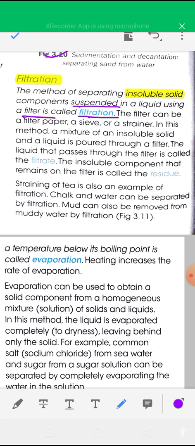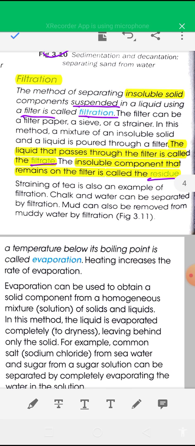In this method, a mixture of insoluble solid and liquid is poured through a filter paper, and the liquid that passes through the filter is called filtrate, and the insoluble solid component that remains on the filter paper is called residue.